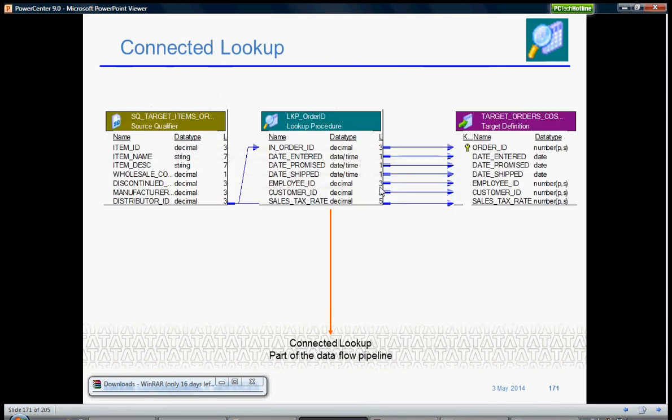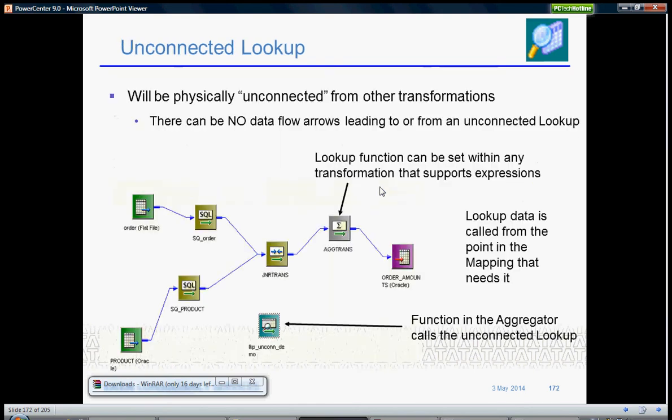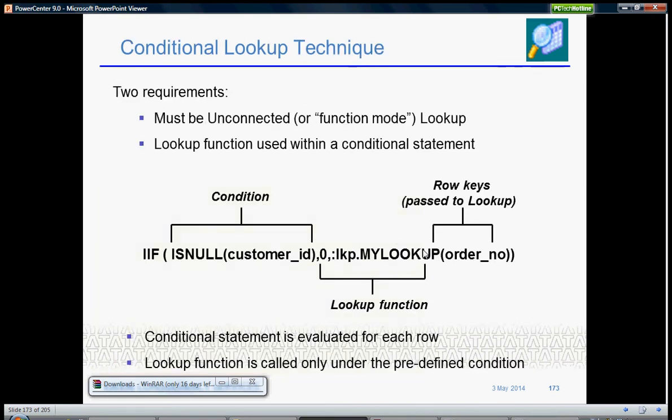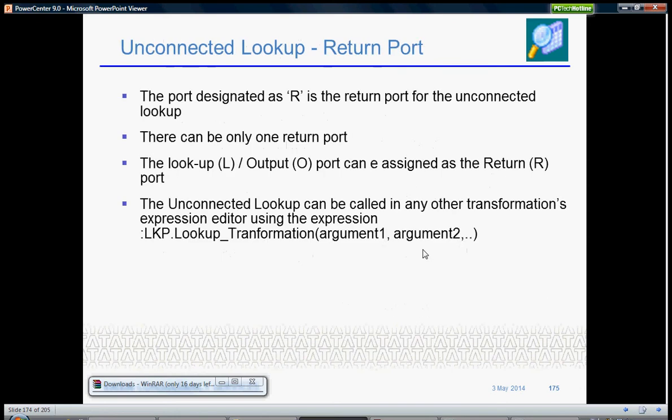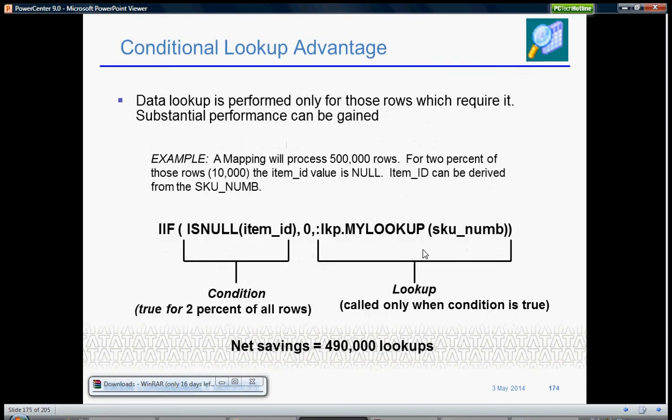The lookup is of two types, like I told you: it can be either connected or unconnected. An unconnected lookup can be used as a function in any expression. You can also put in a conditional lookup. A conditional lookup basically uses the unconnected lookup, as shown here. This expression will call an unconnected lookup called LKP.